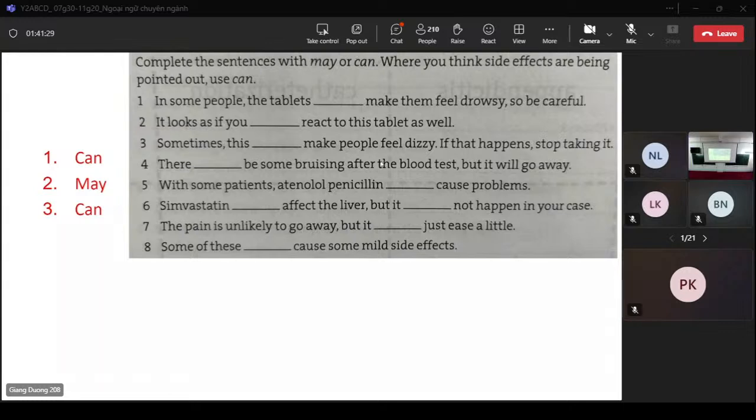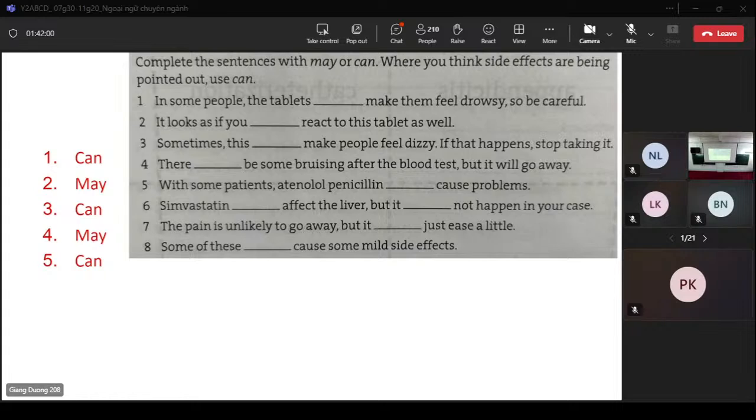Here, the blood test. Tức là tôi đang nói về việc kiểm tra máu của bạn á. Xác định rồi ha, nên là mình sẽ dùng may. Được chưa? Number 5, were some patients. With some patient in general. May or can? Giỏi quá, good job.